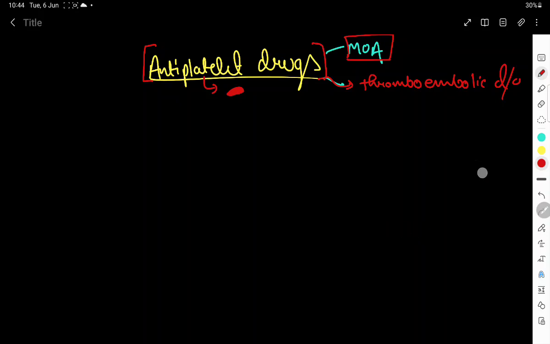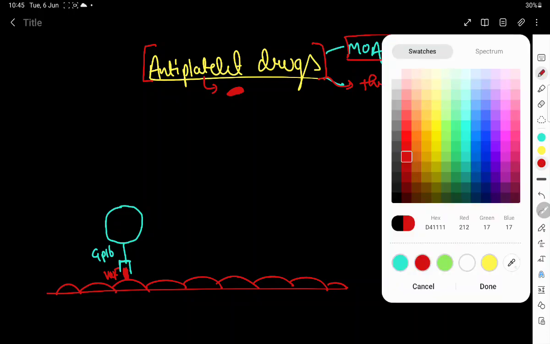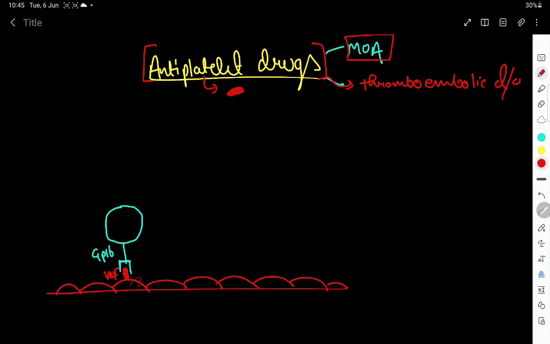Let's start by understanding the basics first. Here we have a vessel wall which is lined by endothelium. Endothelium has a famous receptor, von Willebrand factor, which always combines with the famous GP1B, and this GP1B is present over the platelet. So the adhesion of platelet to the endothelium is because of von Willebrand factor combining with GP1B.